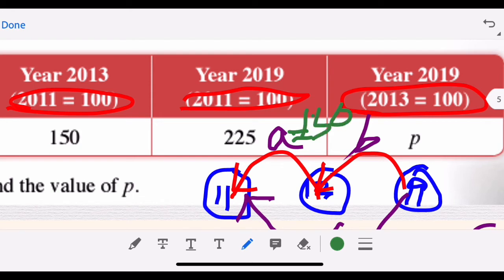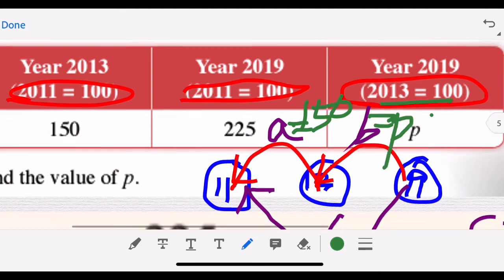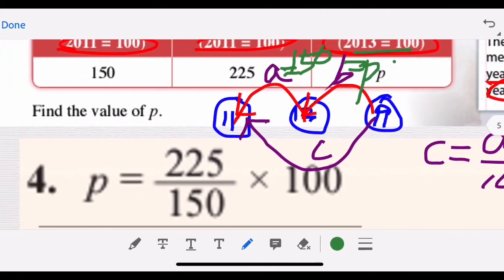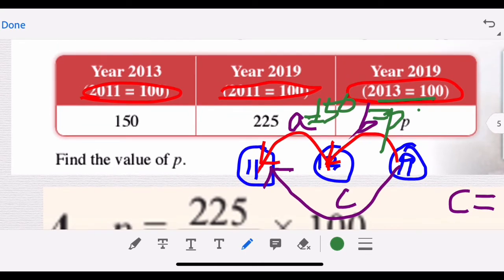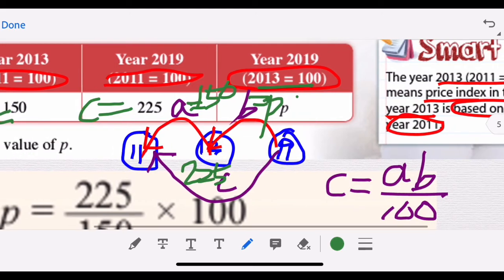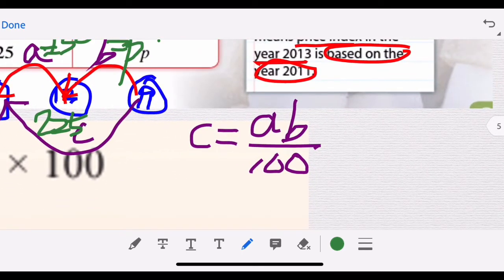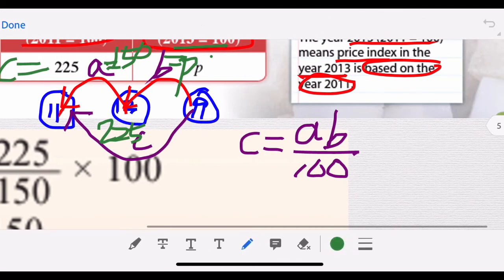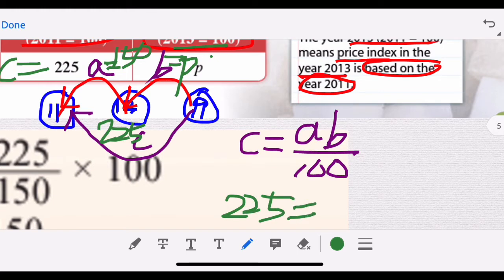For B is 2019 based on 2013, which is P. See or not? 2013 is the base, so B is P. We are asked to find P, which we are not sure of, but we have the information 2019 based on 2011. So this is C, which is 225. Okay, so we plug in A, B, C. We take 150, which is A, times P, equal to C, which is 225. So 225 is equal to 150 times P over 100.